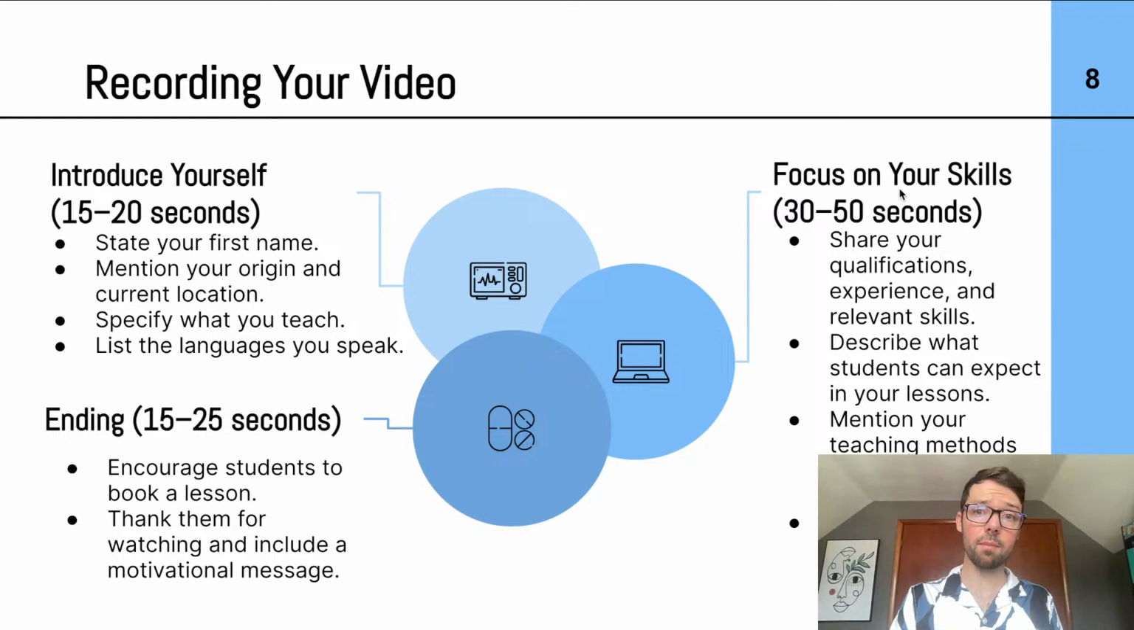You're then going to come over to focusing on your skills. In 30 to 50 seconds, you'll share your qualifications, experience, and relevant skills, describe what students can expect in your lessons, mention your teaching methods and preferred materials, and highlight your specialties. For example, business English, exam preparation, and more. And finally, at the end, in 15 to 25 seconds, you're going to encourage students to book a lesson with you.